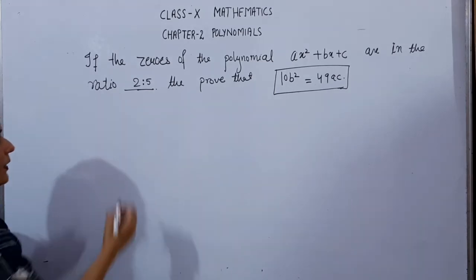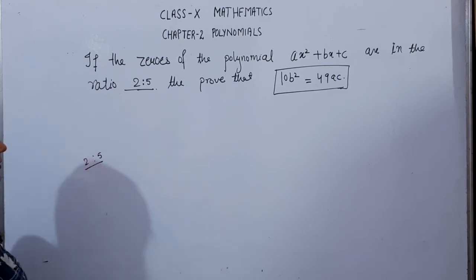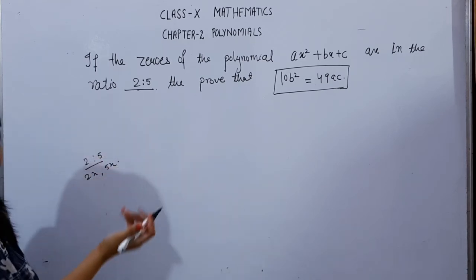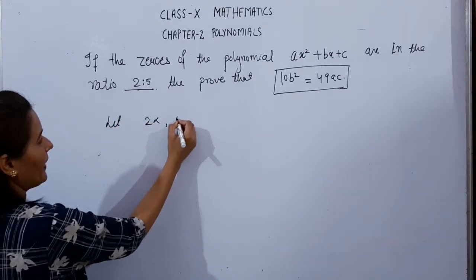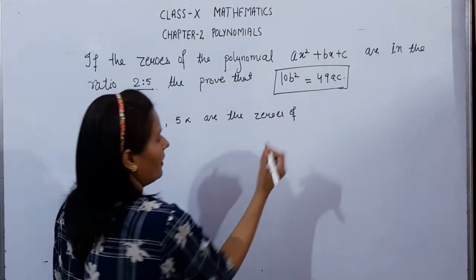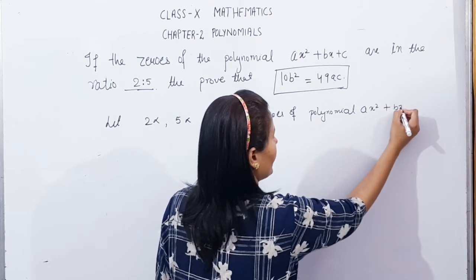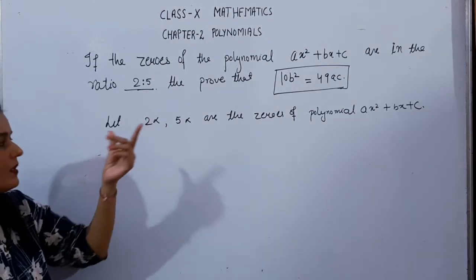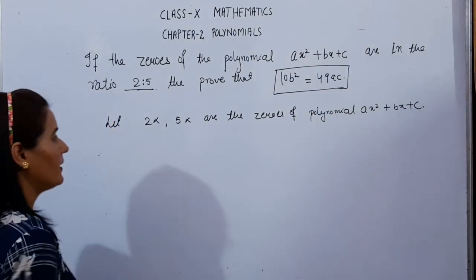Whenever the ratios are given, we can consider the zeros accordingly. You have done questions related to age. If Mohan and Sohan's ages are given to be 2:5, then what do we take? 2x and 5x. Similarly we are going for this. Let 2 alpha, 5 alpha be the zeros of polynomial ax square plus bx plus c. Ratios of the zeros are given, so I have assumed the zeros as 2 alpha and 5 alpha. Now let us use the sum and product.